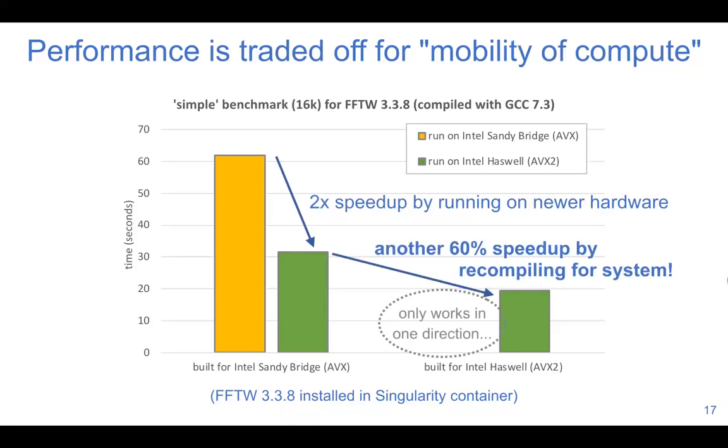And the downside here is this only works in one direction. If you have a container image built for a newer system like Intel Haswell, you cannot use it, unless you're very careful, on an Intel Sandy Bridge system, because it will have instructions that this processor doesn't know about and will just crash. So you can't have a single container image that works anywhere and always gets full performance, or at least you can, but it's not very easy to build a container like this.